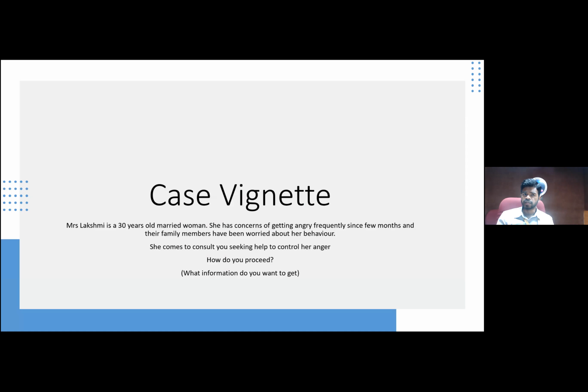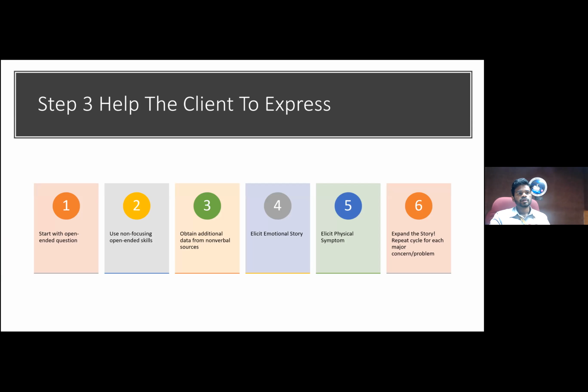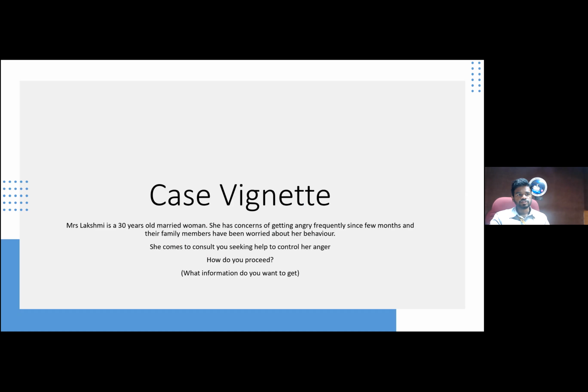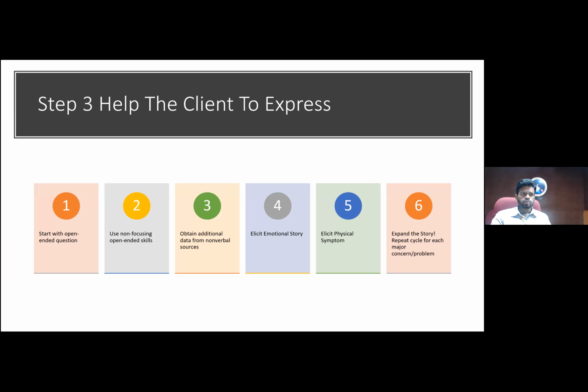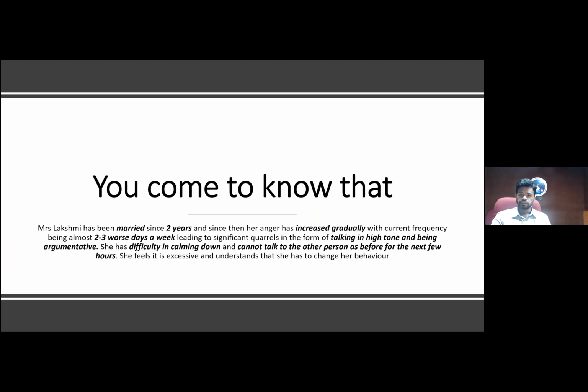So it's more or less a very focused space where she has a problem is what we see from this part. But you need to see whether this anger is only related to the family members or to other people as well. So what all questions would you ask here in terms of eliciting the emotional story? So she said she's a married woman, right? And she gets angry frequently, known by the family members. So what would you do? So you ask further questions in terms of knowing about her marriage and about the anger per se, right?